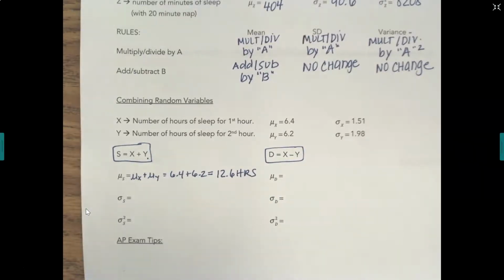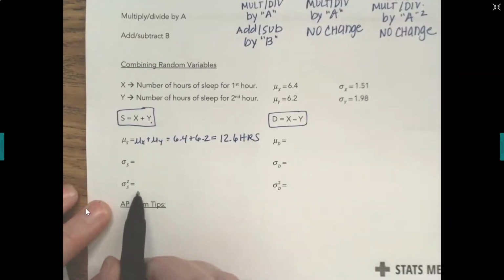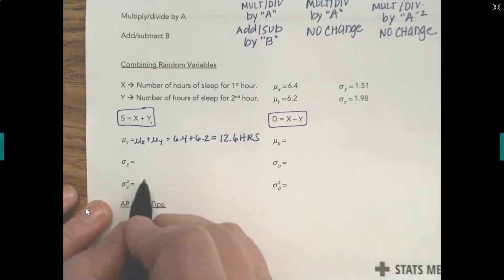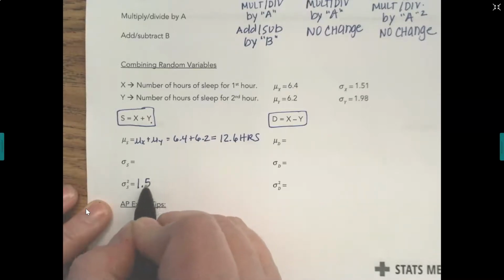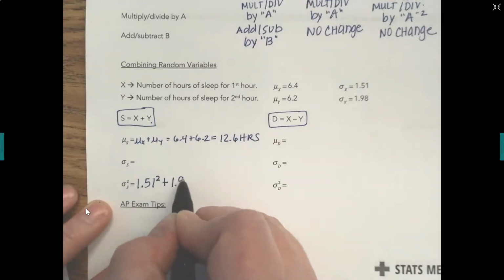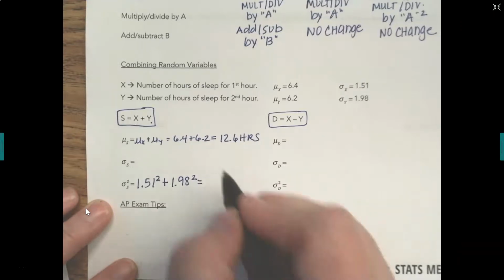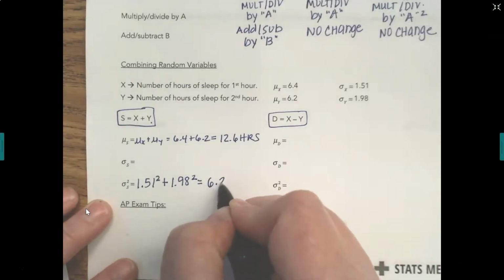Okay. Now, for standard deviation, we don't work with standard deviation. We're always going to work with variances. So we want to square them. So let's go ahead and work with our variance here. So it's standard deviation squared. So it'd be 1.51 squared plus 1.98 squared, which when you put that into your calculator, you get a variance of 6.20.